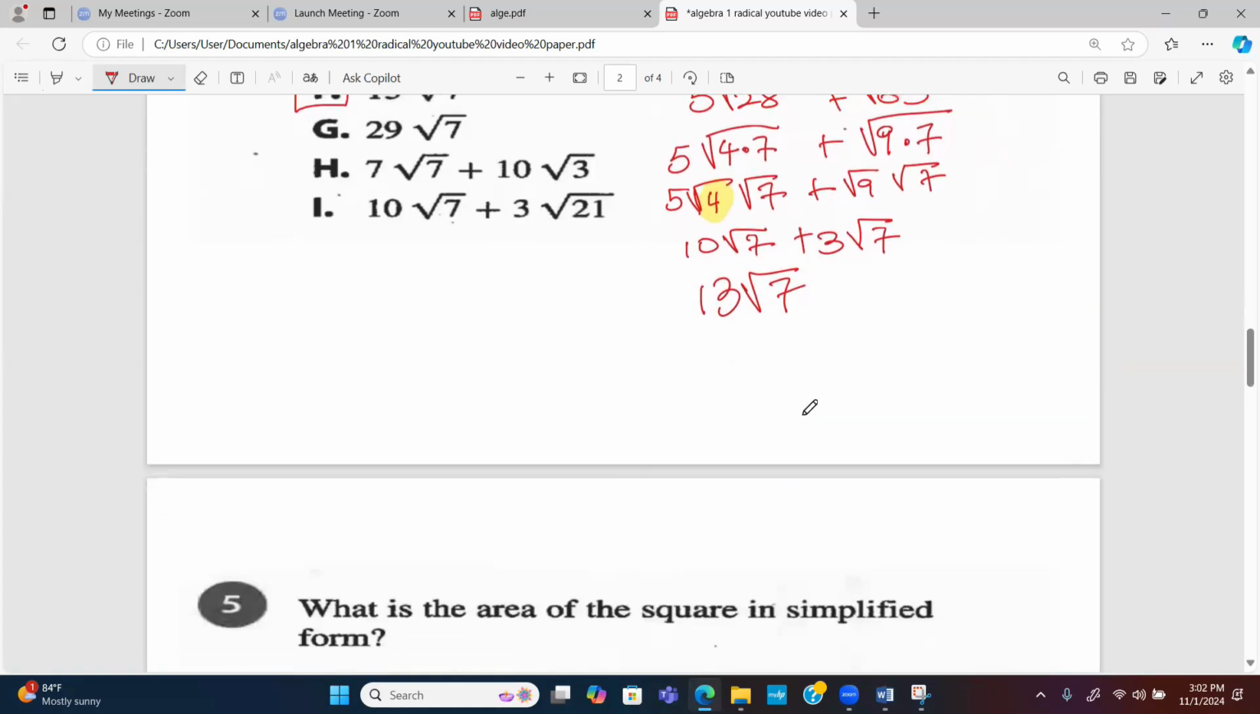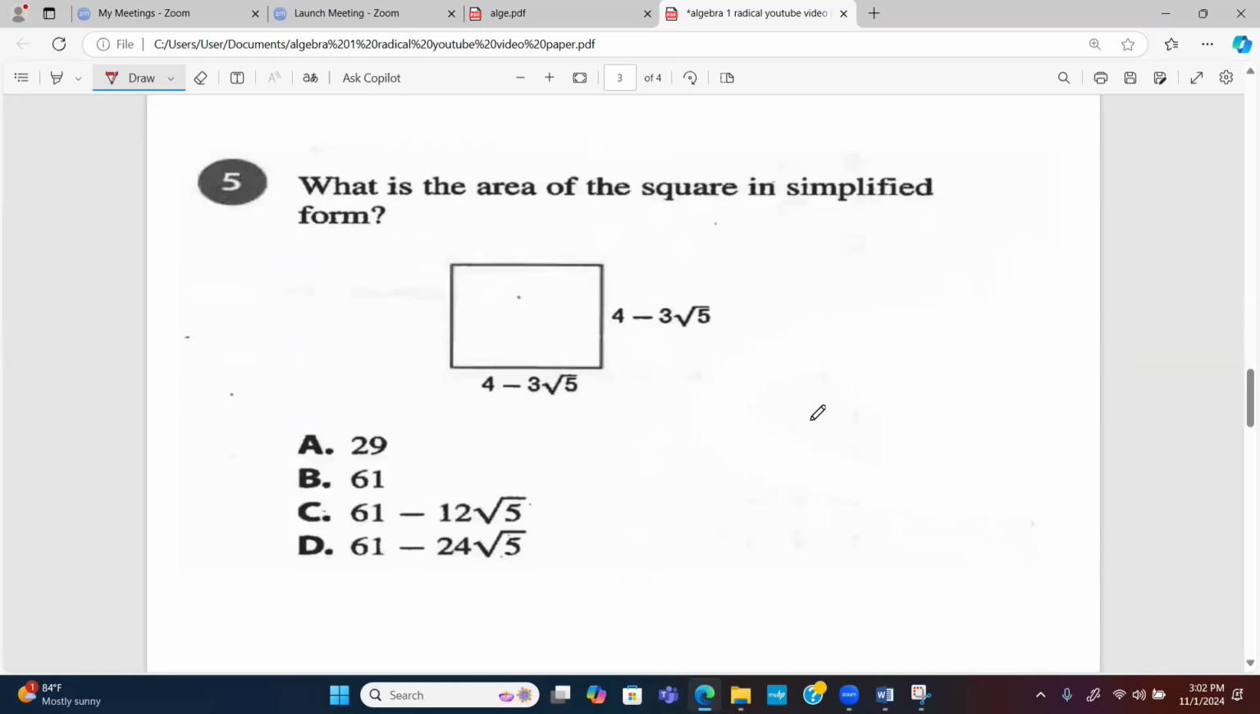Let's take a look at another. What is the area of the square in simplified form? All right, so this is deemed as a square. So basically, we're going to multiply the length times the length. So in this case, we're multiplying 4 minus 3 square root 5 times 4 minus 3 square root 5.